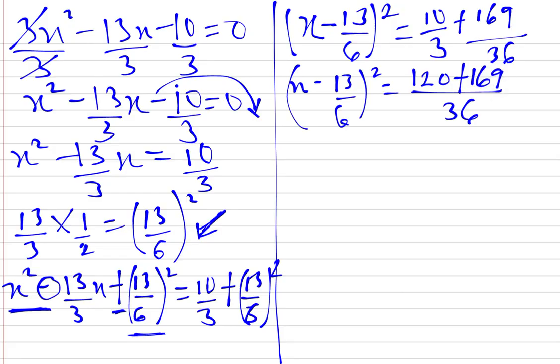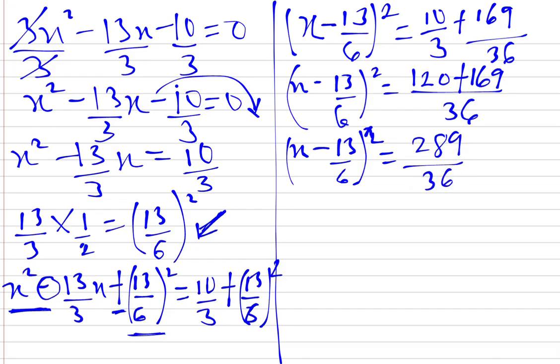Alright, so we are going to the next stage now. So that will be x minus 13 over 6, all squared, equals to what? 120 plus 169. That will give us what? 289 over 36.